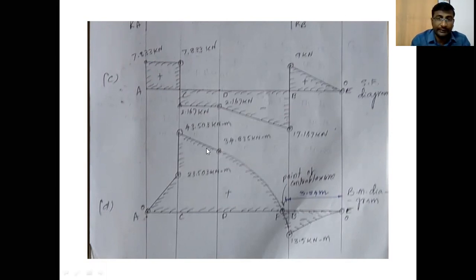Like that, we have to calculate. If the problem asks for it, then we can calculate the zero bending moment distance by taking the bending moment equation at that particular XX section. Clear, students?